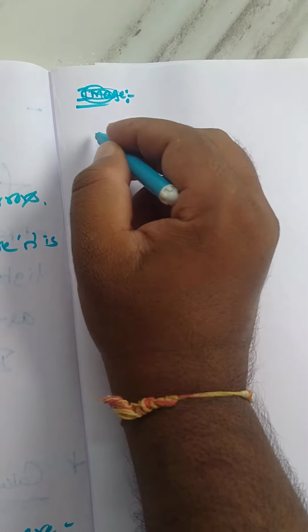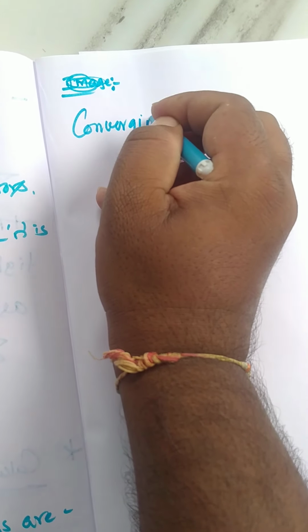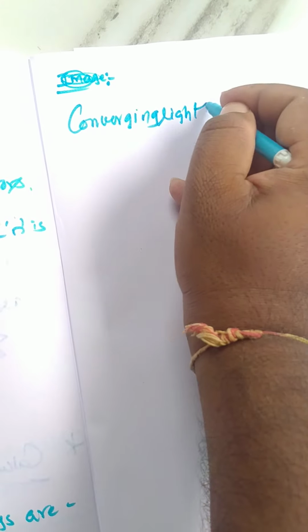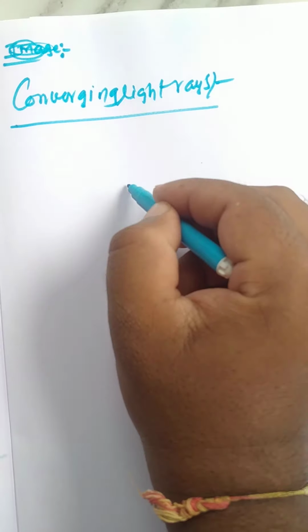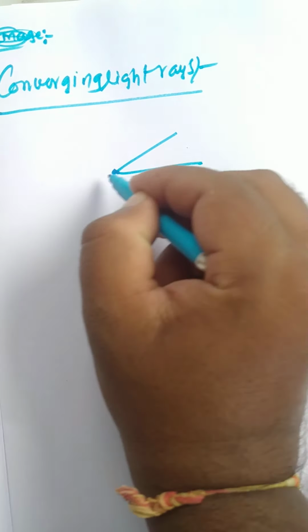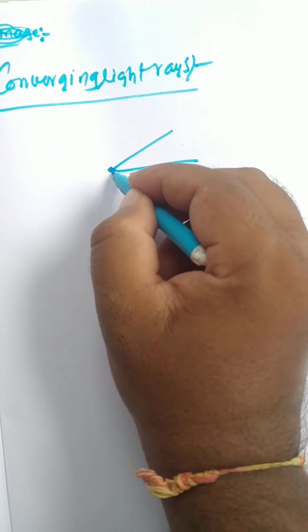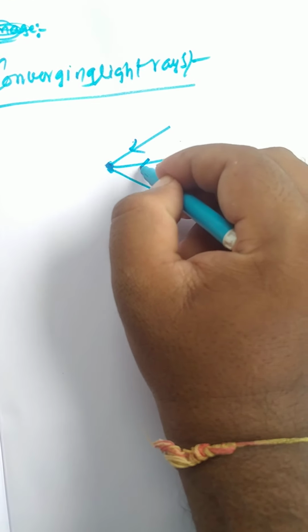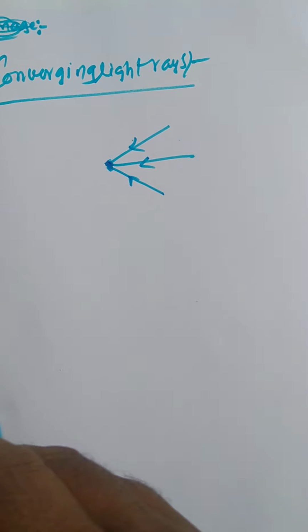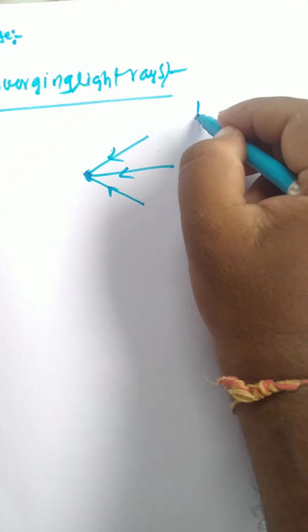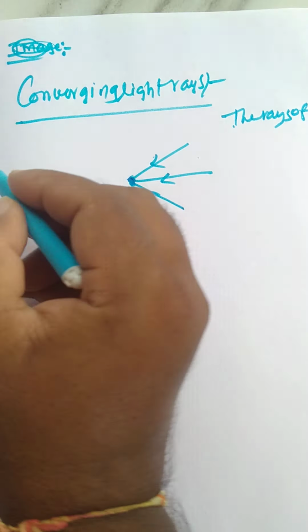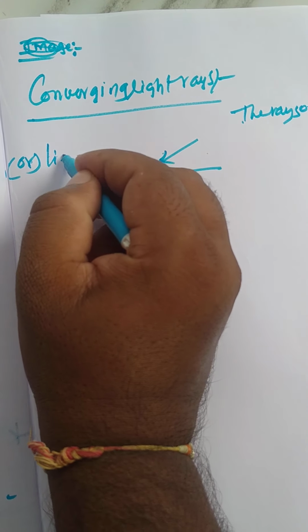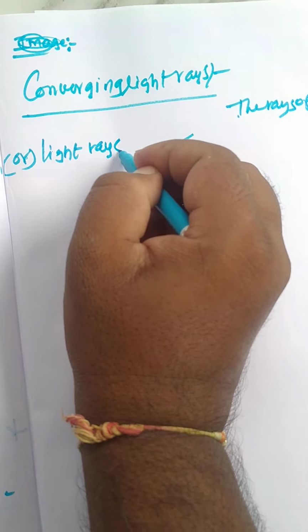Next one is what? Converging light rays. So how do we define converging light rays? Again here I will draw a diagram. See, these are the rays of light which are coming towards the point or object.